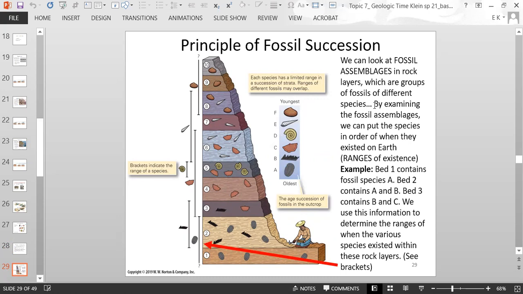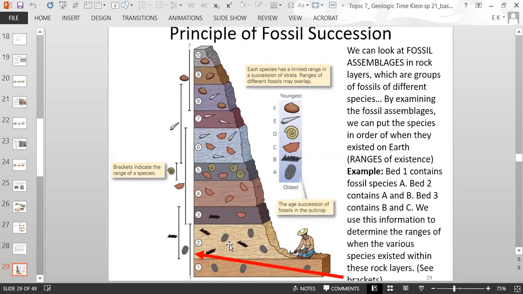Okay, so by examining the fossil assemblages, we can put the species in order of when they existed on Earth. And we talk about that in terms of ranges of existence. For example, bed 1 contains fossil A. Bed 2 also contains fossil A. Bed 3 and up do not contain fossil A.